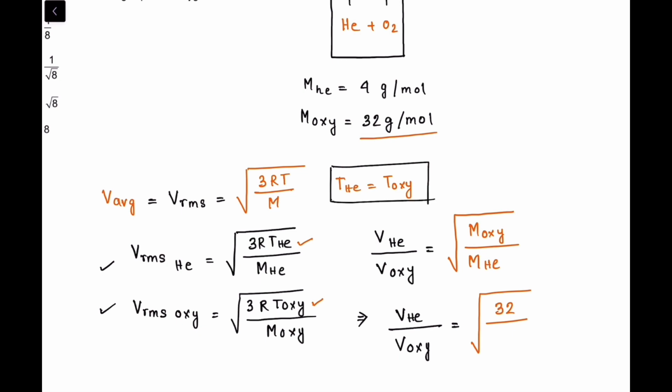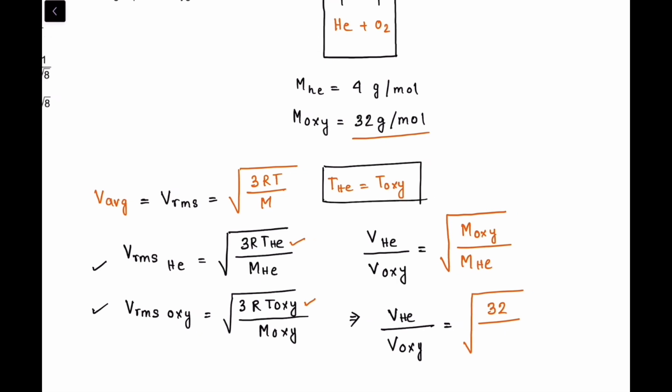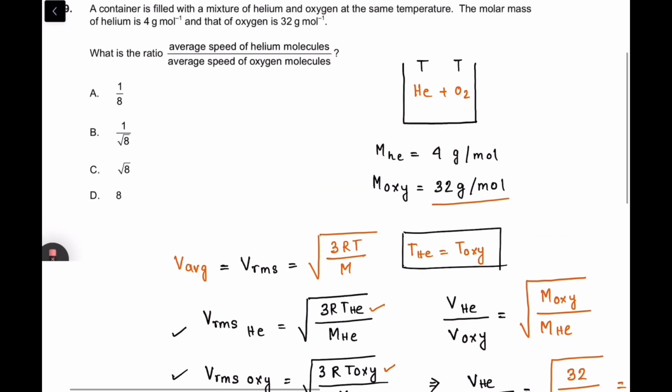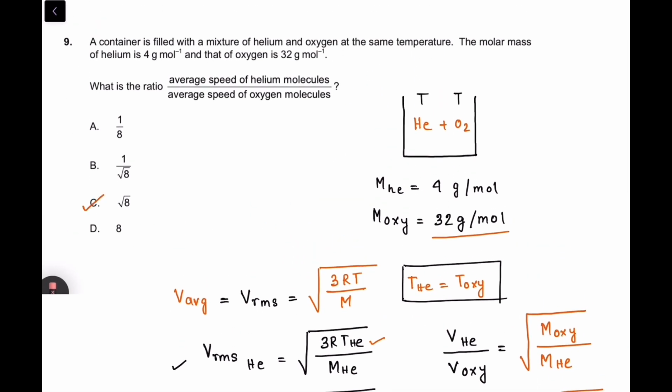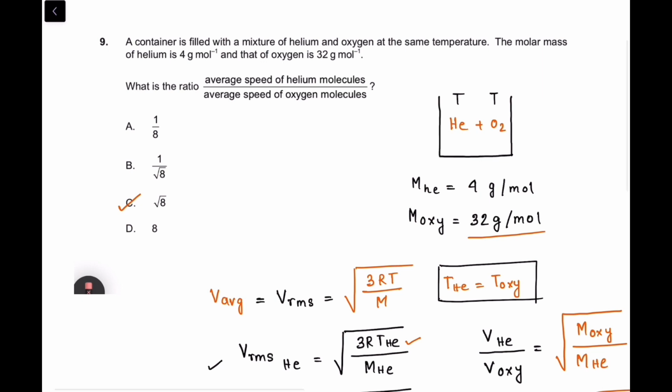So over here what will be the molar mass of helium? Coming to the question, molar mass of helium is given to be how much? 4. So this will be equal to root 8, right? So that means the answer would be root 8, which is option C.